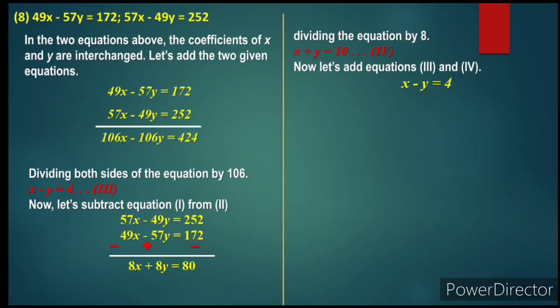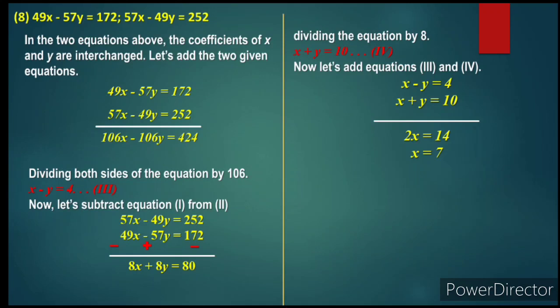x minus y equals 4, x plus y equals 10. Again plus and minus y will get cancelled. x plus x is 2x equals 14. When you divide it by 2, you will get x equals 7.